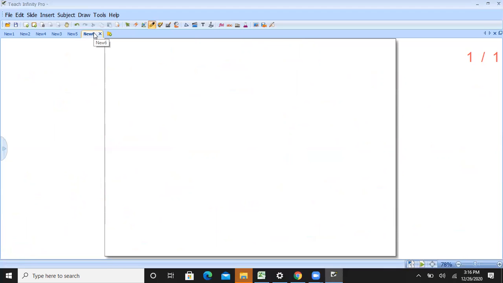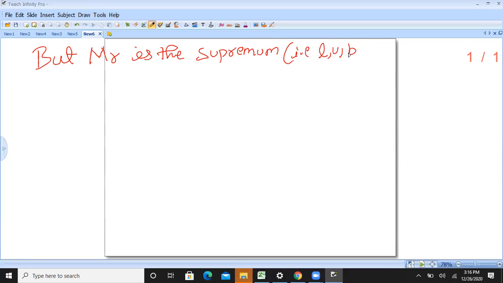Okay. So capital MR is the supremum, that is the LUB of f plus g on IR. So MR is less than or equal to MR dash plus MR double dash.